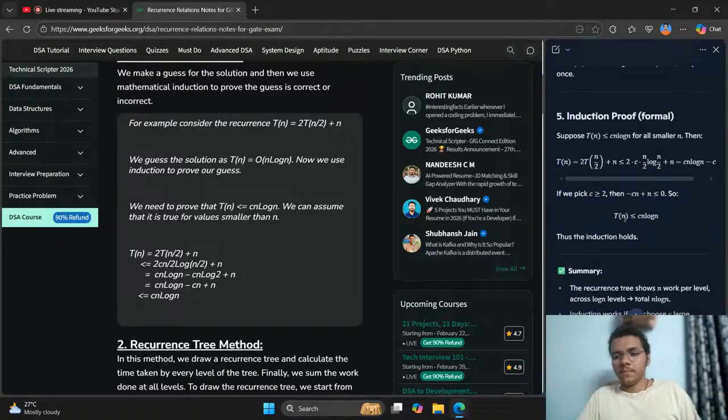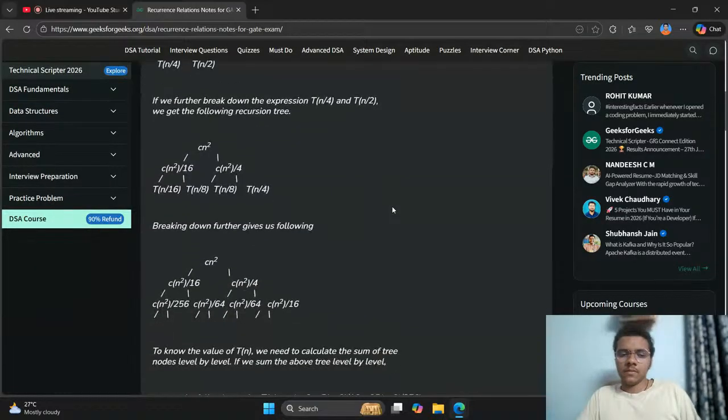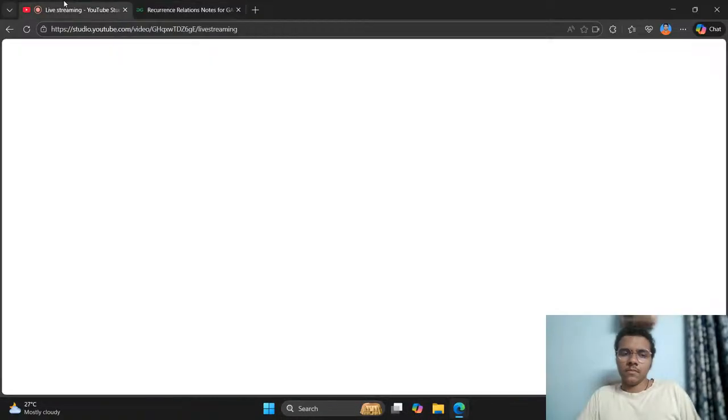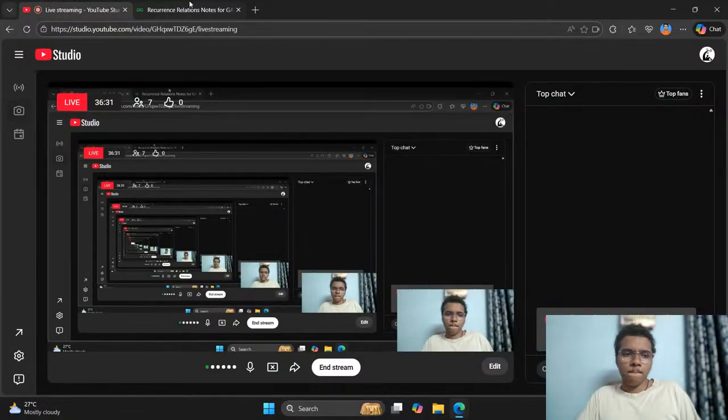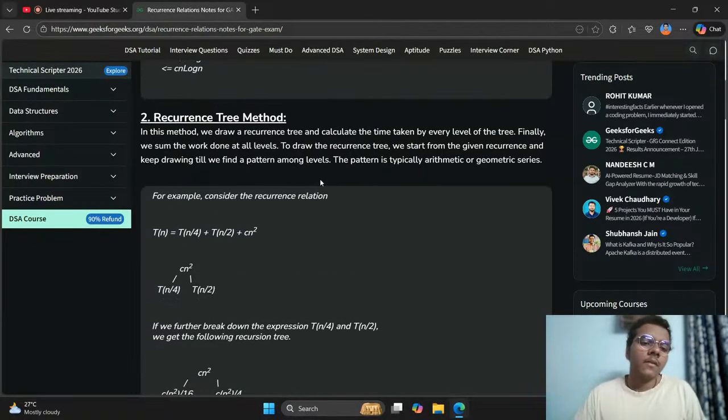Okay. Recurrence tree method. Alright. In this method, we draw a recurrence tree and calculate the time taken by every level of the tree. Finally, we sum the work done at all levels.